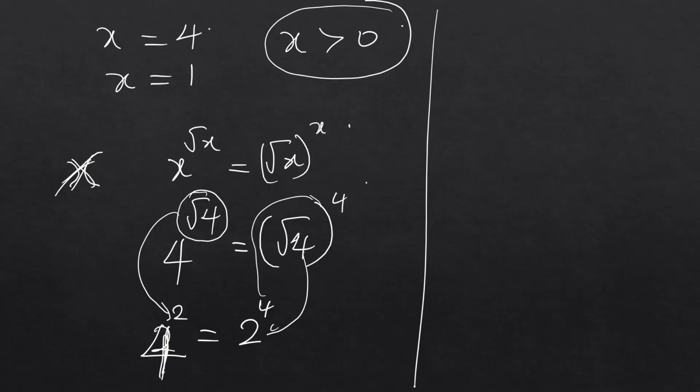Now, I can't use 0, but let me use 1. 1 will work. Since x is greater than 0, I can't use 0. 0 is not a solution because that restriction is there. So I have 1 raised to root 1 is equal to root 1 all raised to power 1. Therefore, 1 is equal to x and 4 is also equal to x. So these are the two major solutions.